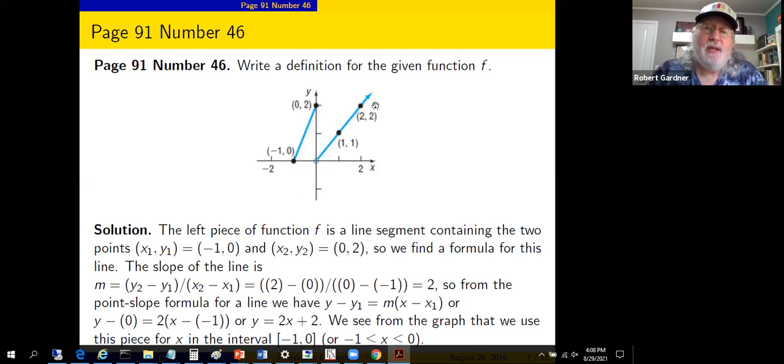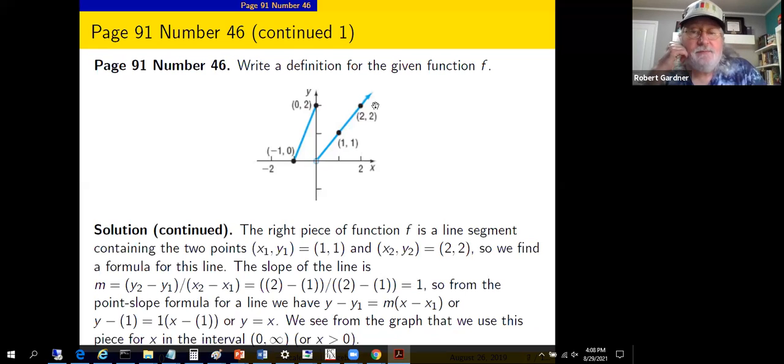Let's move to the right-hand piece. New slide. Right-hand piece, same story. We've got 2 points, say 1, 1, and 2, 2. You'll find the slope is 1. You believe that? Rise 1, run 1. Yeah, comes out of the formula, and it's certainly 1.